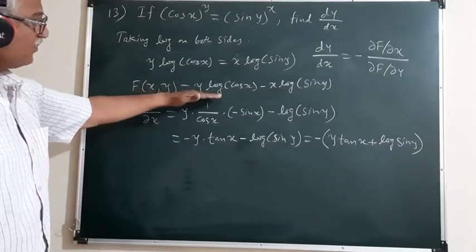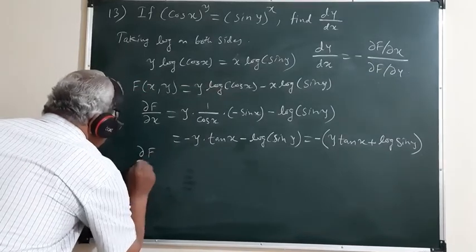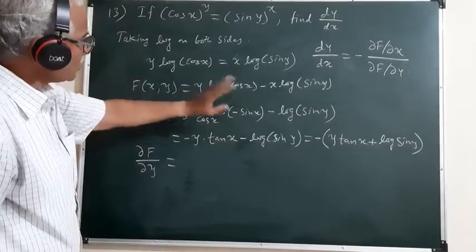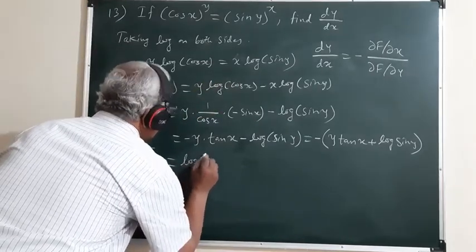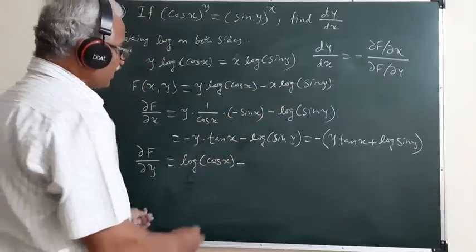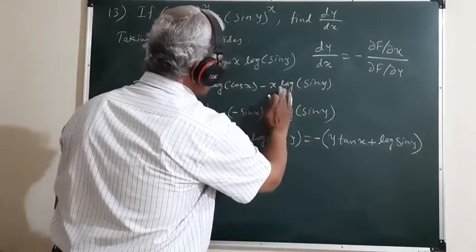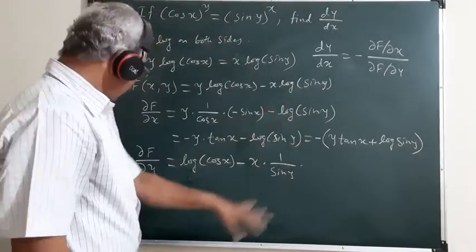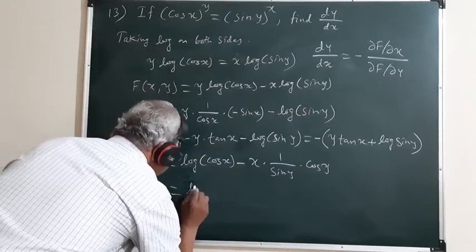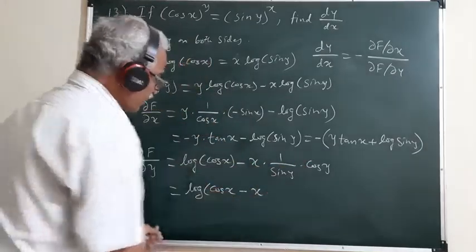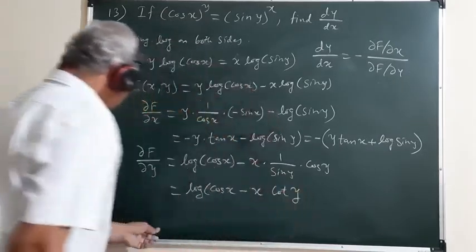Similarly, we can differentiate f partially with respect to y. Dou f by dou y is the differentiation of y log cos x with respect to y, which is log cos x, minus x into the differentiation of log sin y with respect to y, which is 1 upon sin y into the differentiation of sin y, which is cos y. So this is equal to log cos x minus x into cos y upon sin y, which is cot y. This is the expression for dou f by dou y.